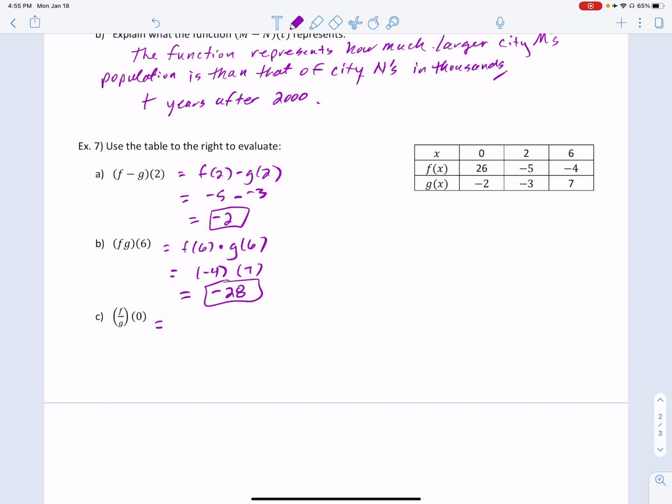And then lastly, this is the quotient. It means f of 0 divided by g of 0. And so when x is 0, f is 26. And for g, when x is 0, it is negative 2, and our answer is a negative 13. And that's it.